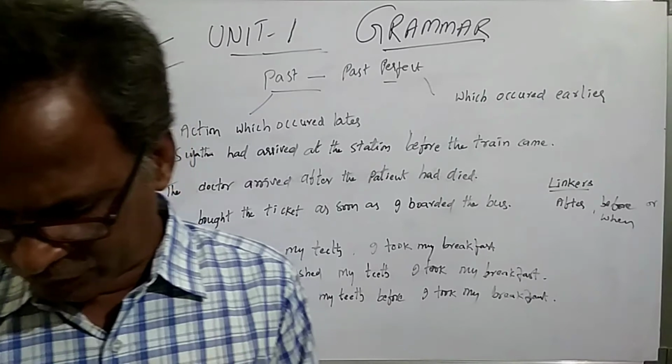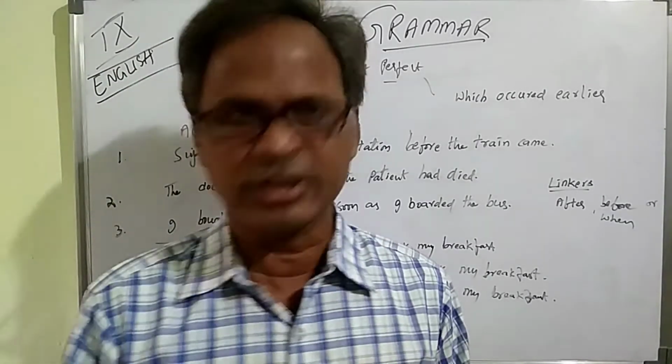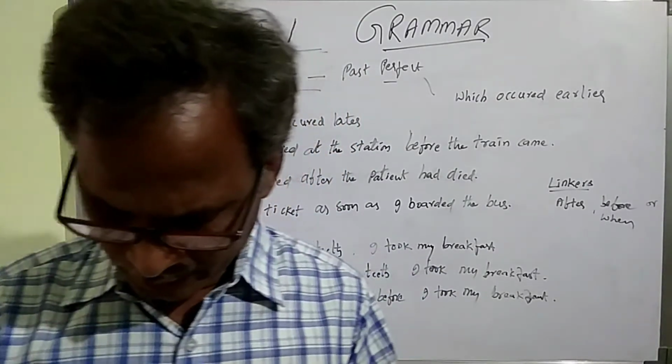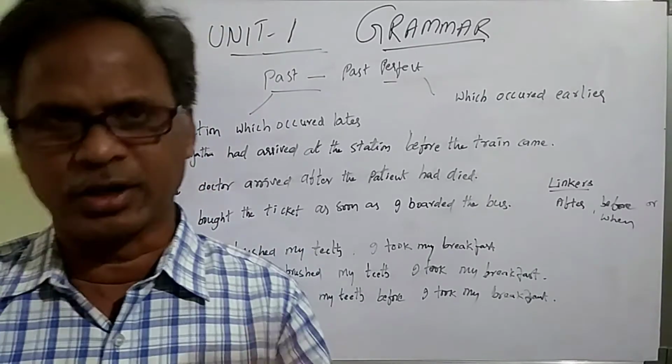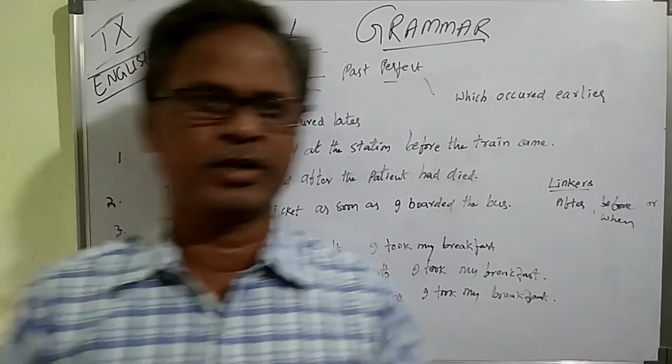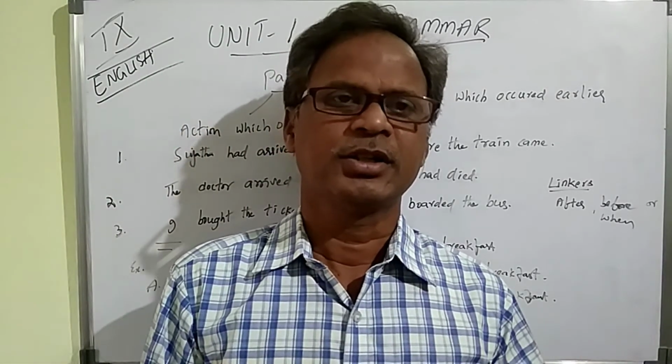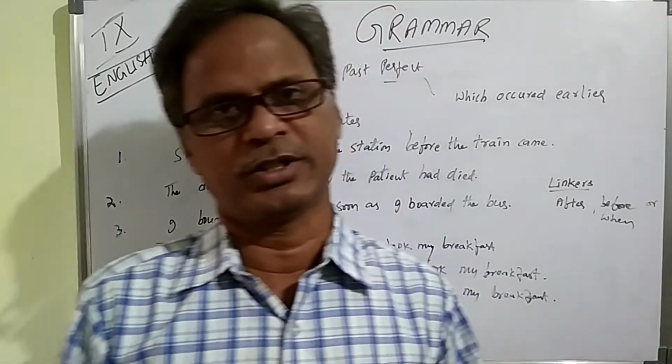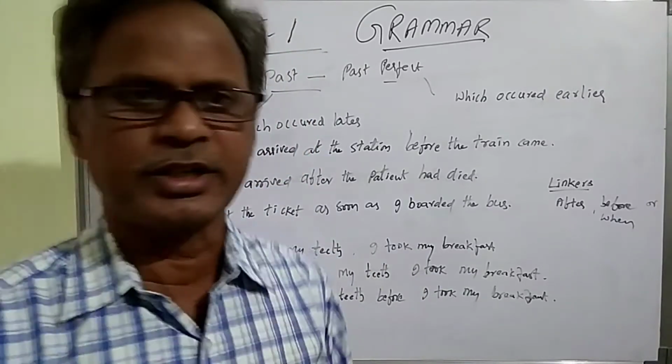Some other explanation is given to you. As you can see, the action which occurred earlier is expressed in the past perfect, whereas the action which occurred later is expressed in the simple past tense. For the action which occurred later, we have to use the simple past tense. So here three sentences are given to you.